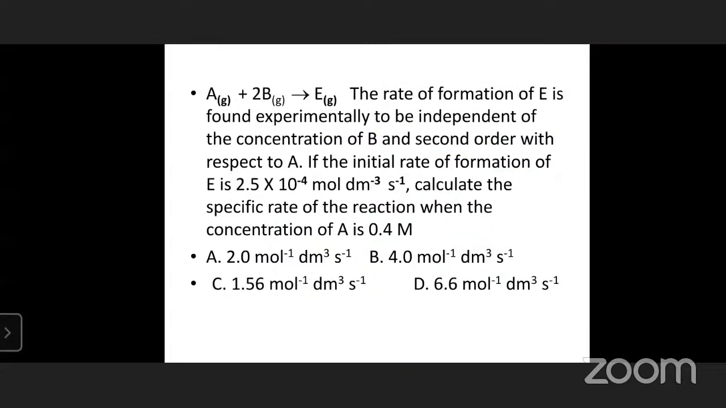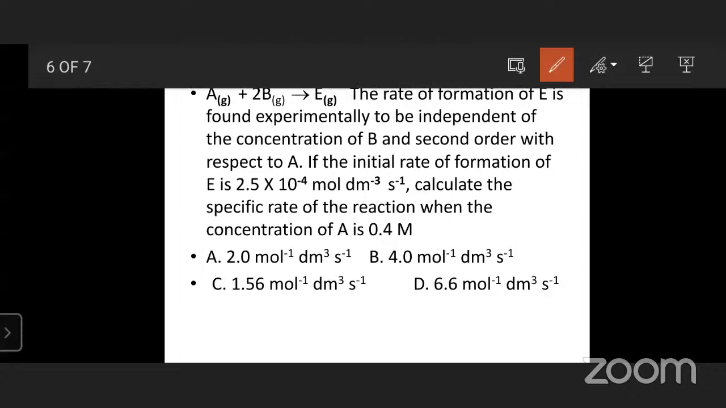Then let's go. Look at this. The rate of formation of E, very quickly, we have a few minutes left. The rate of formation of E is found experimentally to be independent of the concentration of B. That means it does not depend on B. Forget about B. And second order with respect to A. If it is second order with respect to A, it means the order with respect to A is 2.